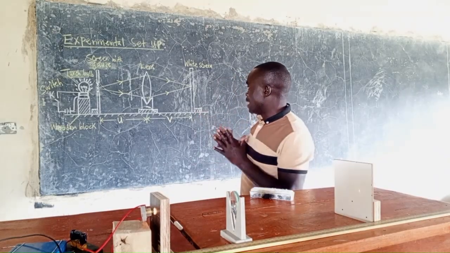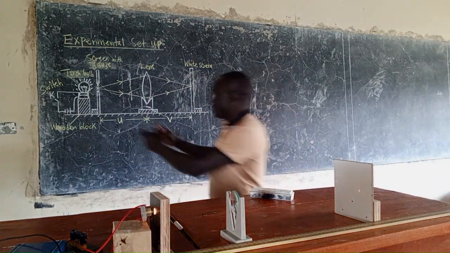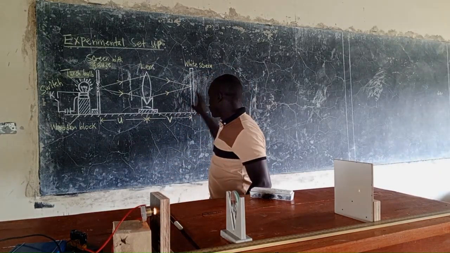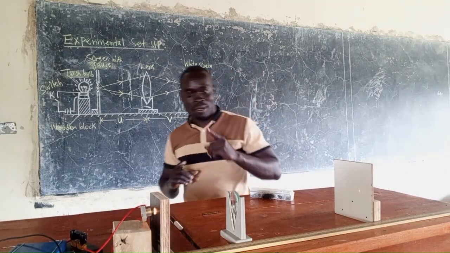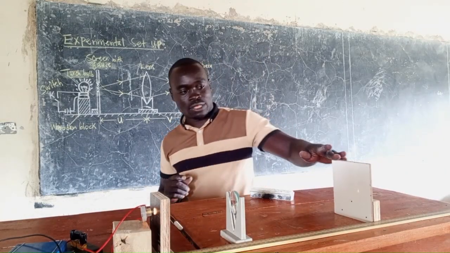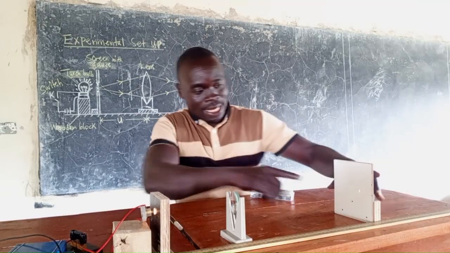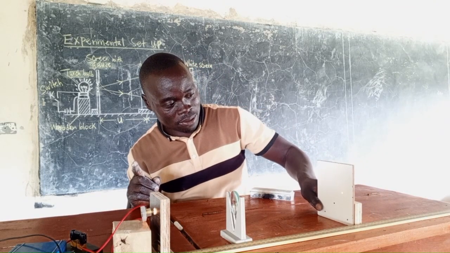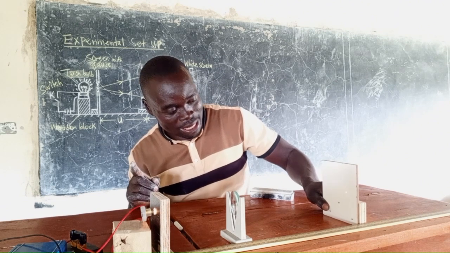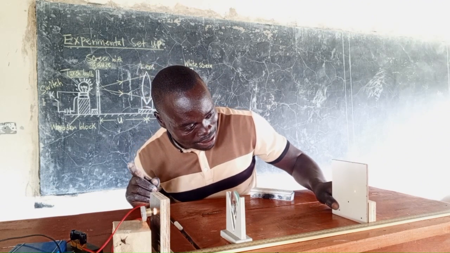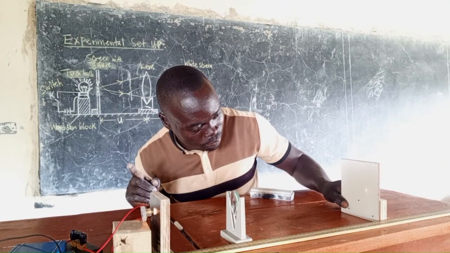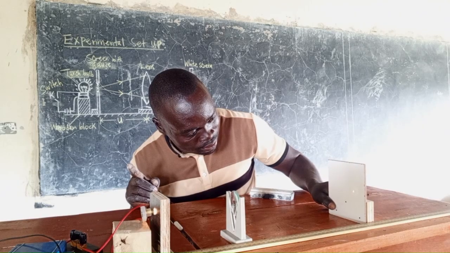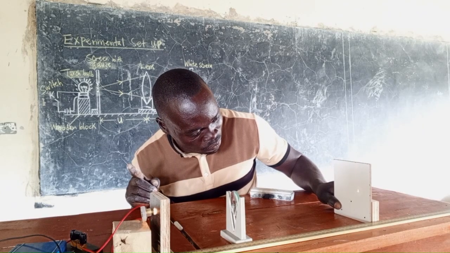Having set up our object at a distance U of 15 centimeters, we are now going to move the screen to and fro until a clear sharp image of this wire gauge is seen on the screen. We are seeing it here, but let's move to and fro until a clear sharp image is formed. This one is blurred. Let's continue taking it backward until a clear sharp image is formed. I think there is an image there. That is now sharp. Let's move to and fro.